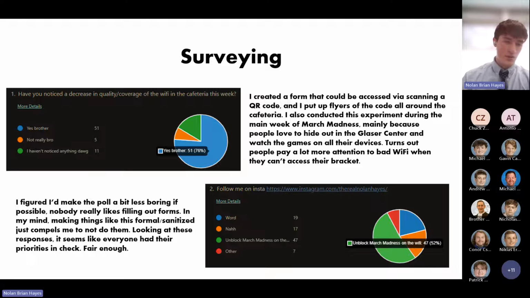So I've got on the left, on the top, just responses from people, with 75% of people saying that they noticed there was a drastic difference in Wi-Fi coverage and quality during said week. And you can see on the bottom here a very much less important graph asking everyone to follow me on Instagram. And nobody really cared about that. They all wanted me to unblock March Madness on our Wi-Fi, that's fair enough.